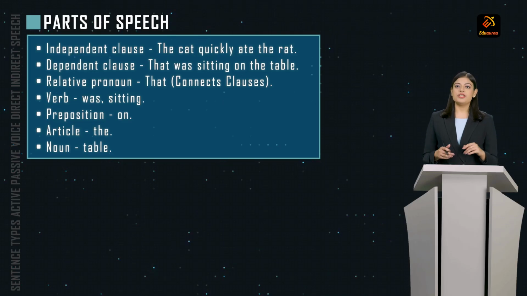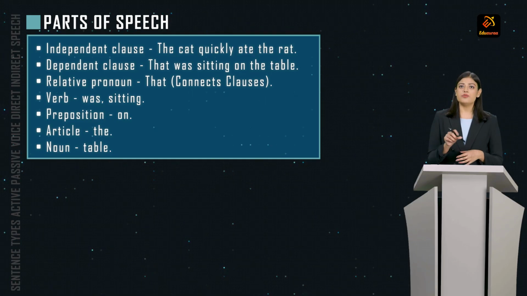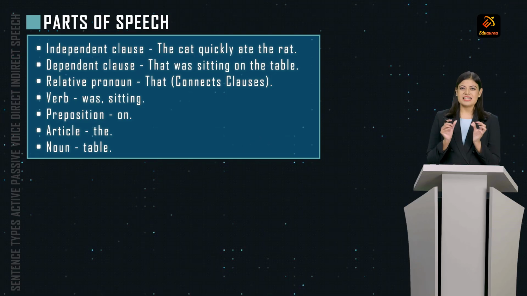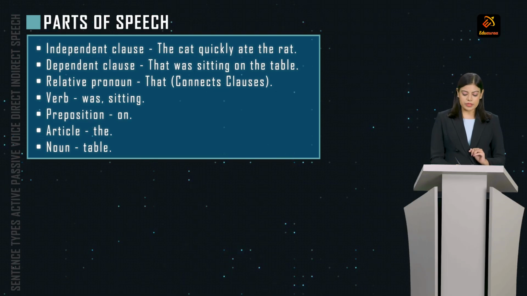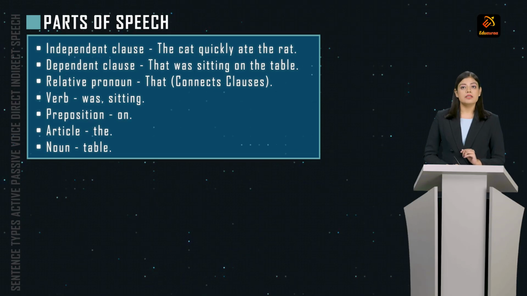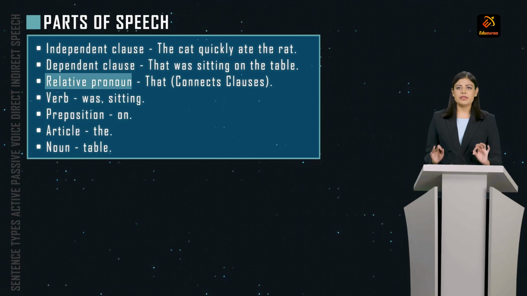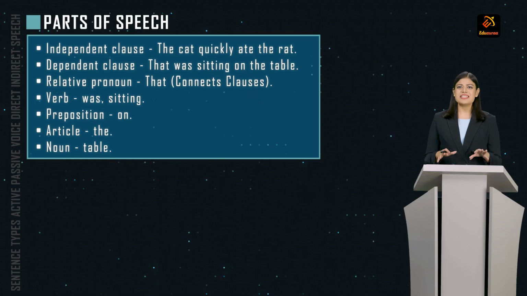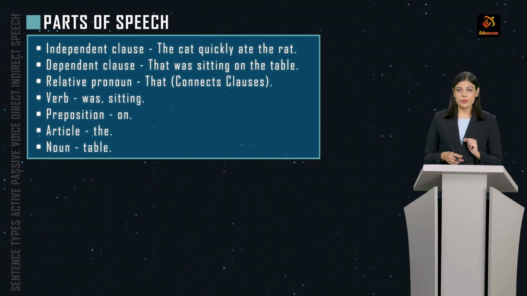Now let's look at the parts of speech in the dependent clause. Whenever we have a dependent clause or a subordinate clause, we'll usually have a word in the middle which will connect it. Basically, it's a connecting word, a word which connects your independent and your dependent clause. That word is the word that. And that is a relative pronoun. Now, you don't really need to know what are relative pronouns. All you need to understand is relative pronouns are words that connect independent and dependent clauses. They basically connect clauses. That's it. So that is a pronoun.